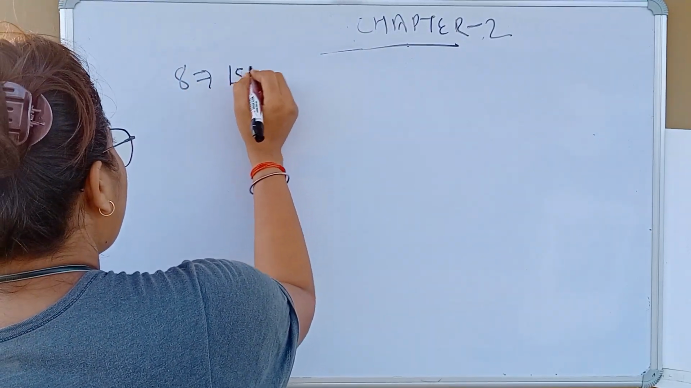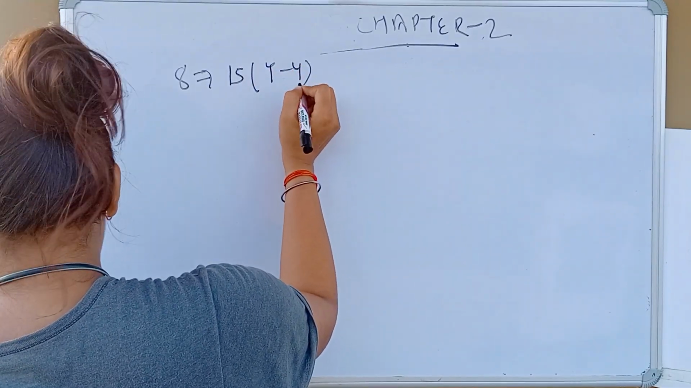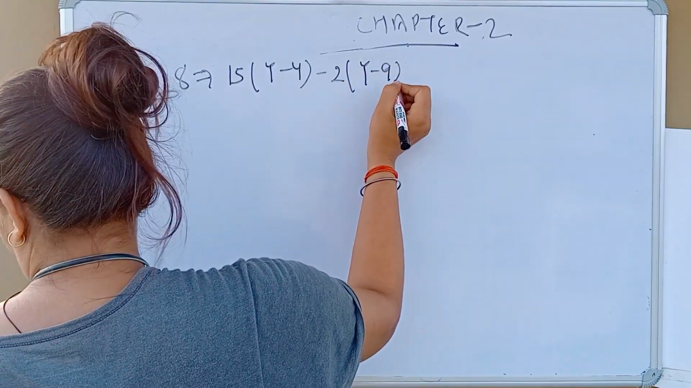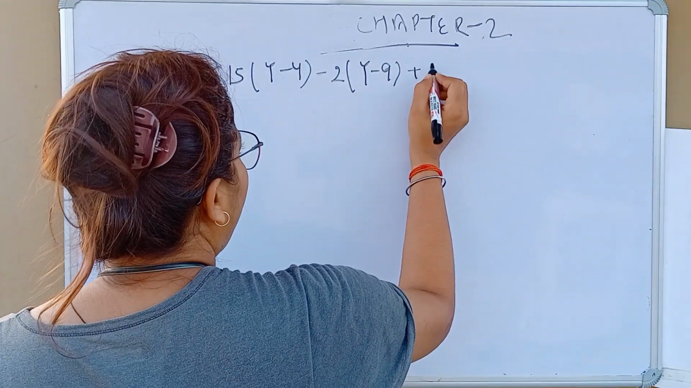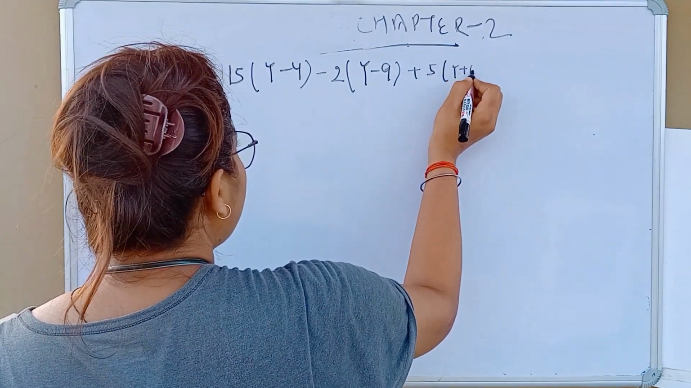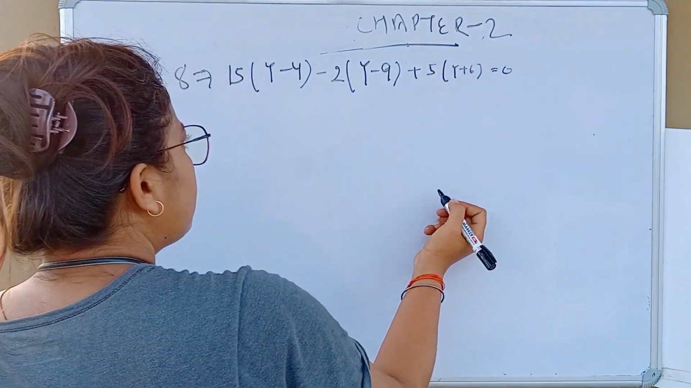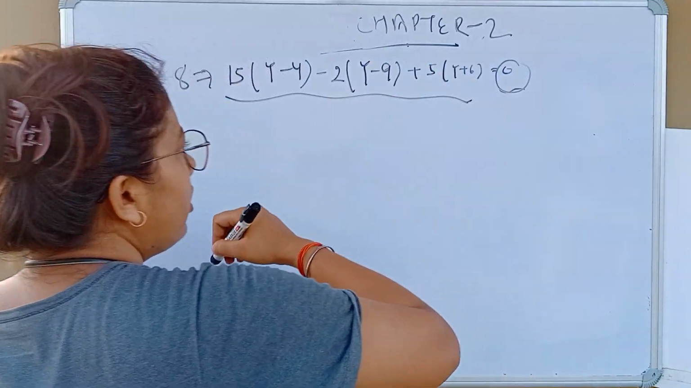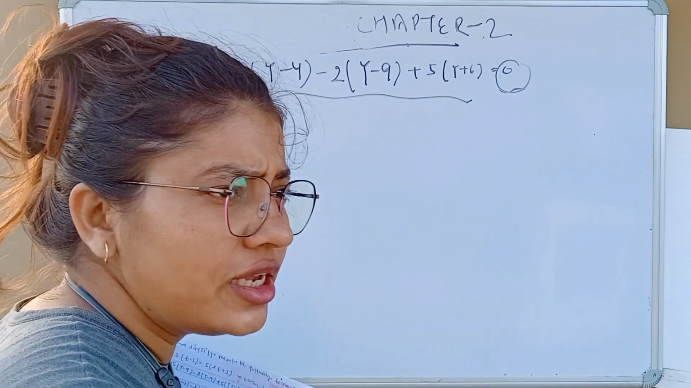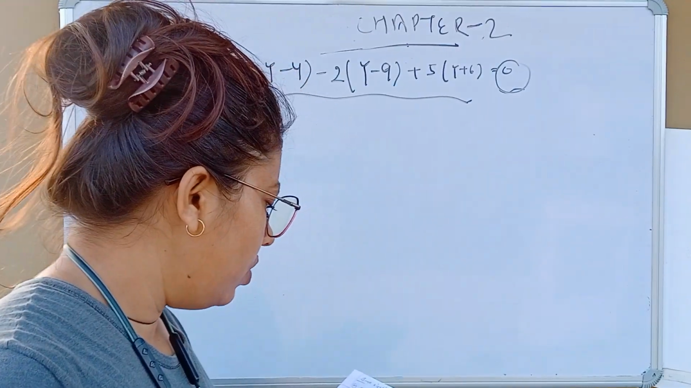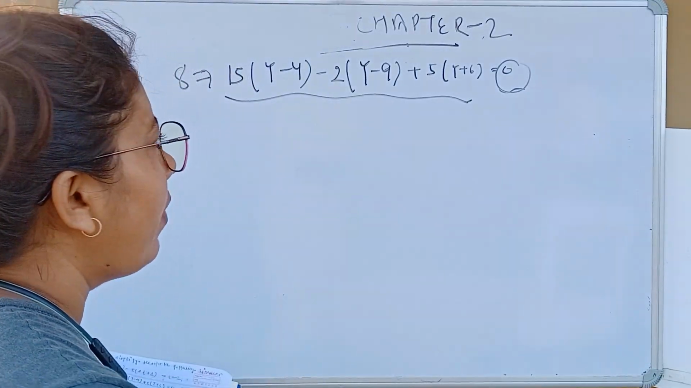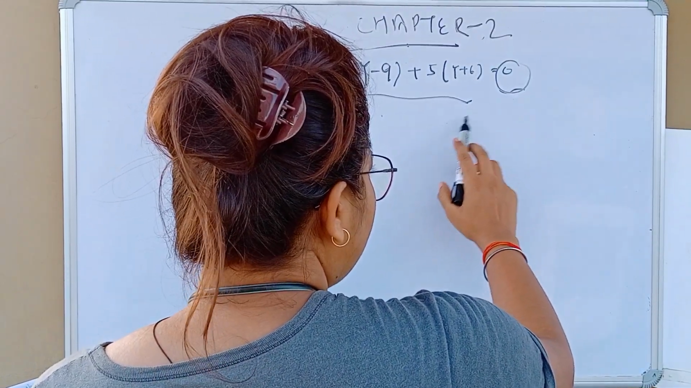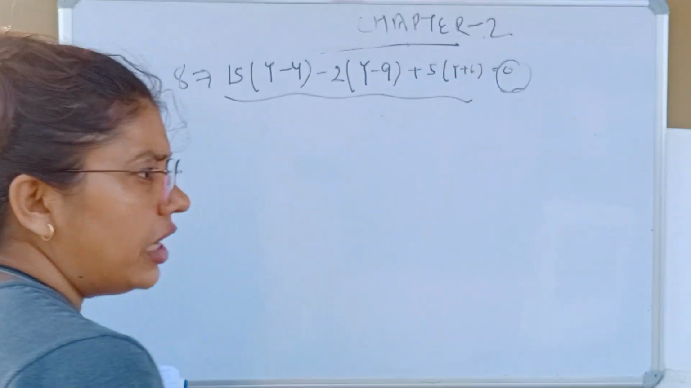15 into y minus 4, minus 2 y minus 9, plus 5 y plus 6 is equal to 0. So here the LHS portion is given, and the RHS is only 0. So what we prove here: LHS is equal to 0. That means y is equal to something. First find y, then put the y value and find that the LHS portion is also 0. That is LHS is equal to RHS. That means the given value is correct.